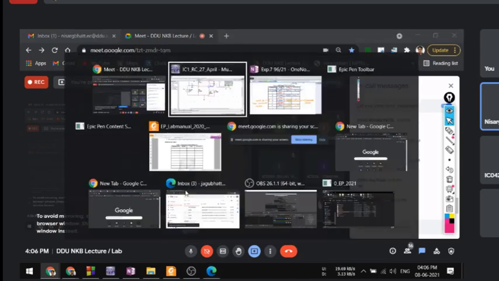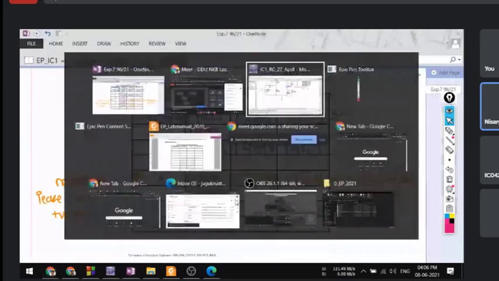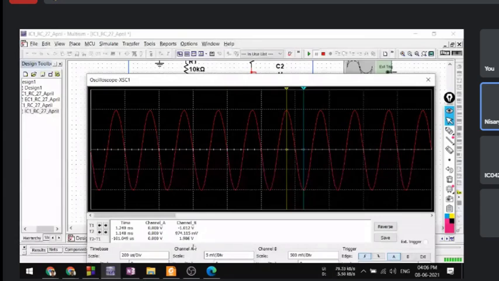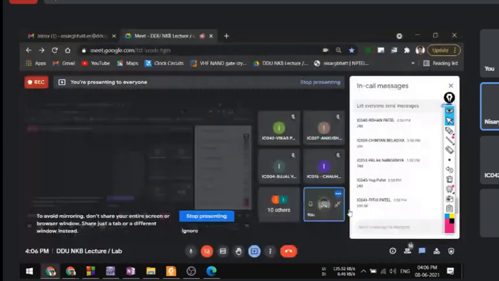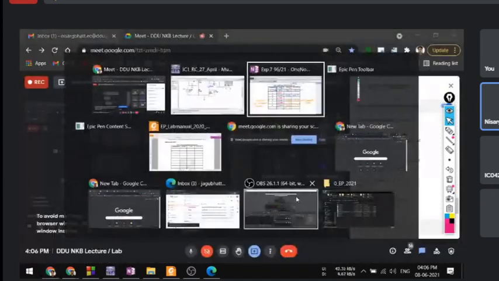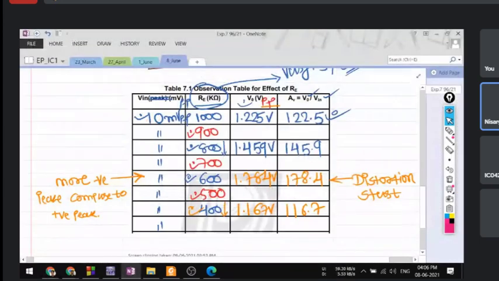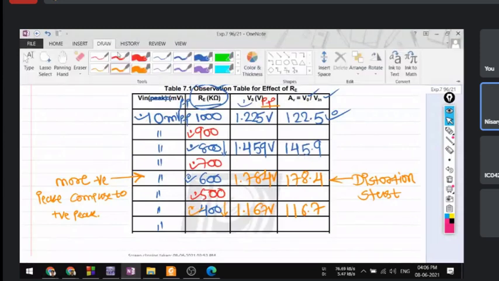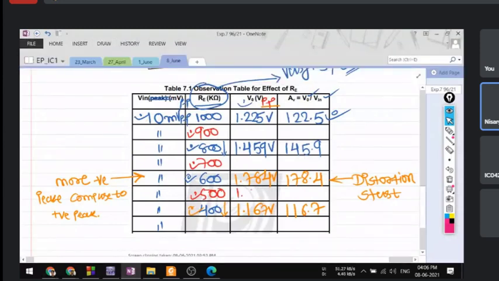So at 500 we are not getting that much distortion, so the output is 1.986, right? Output is 1.986, correct? So let us write down the reading. 1.986 volt. Fine. So gain is 198.6. That's it. So this reading you try it.